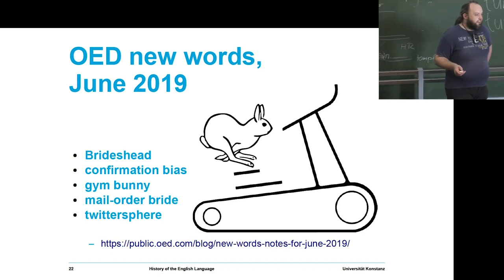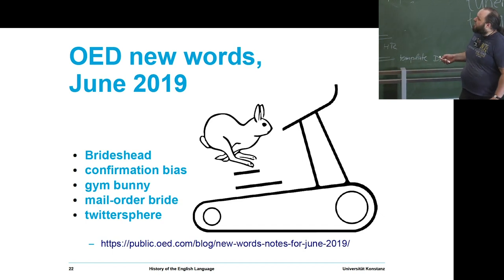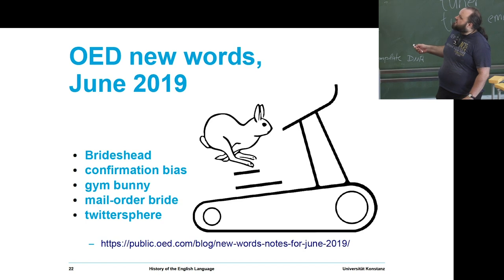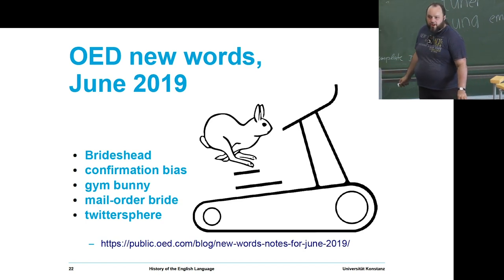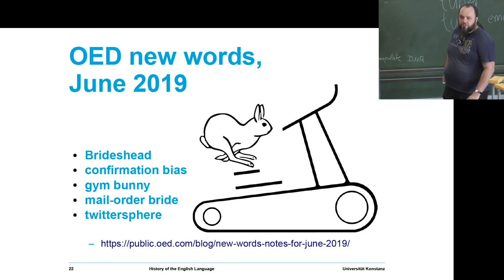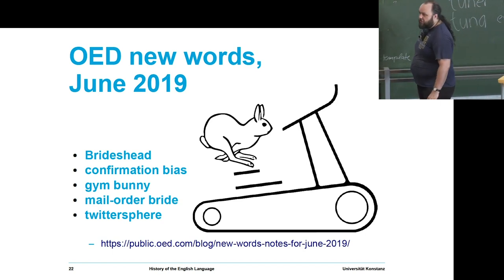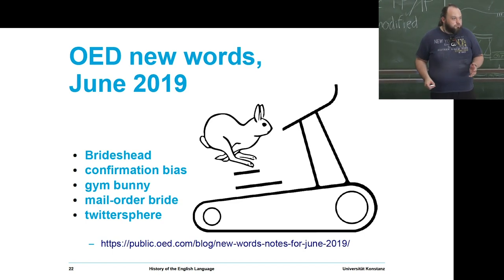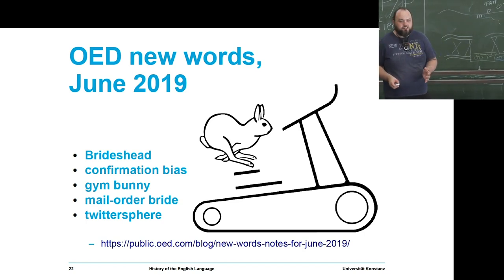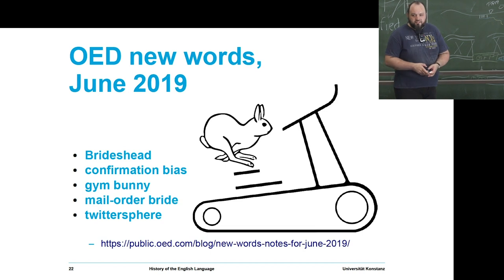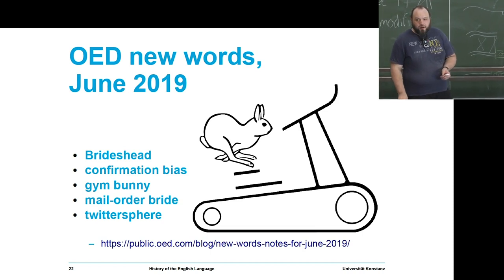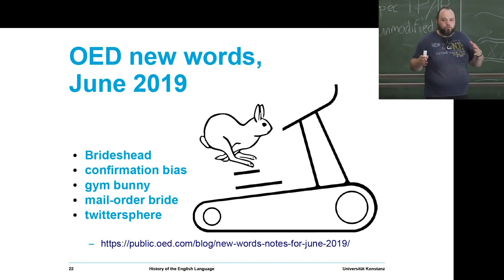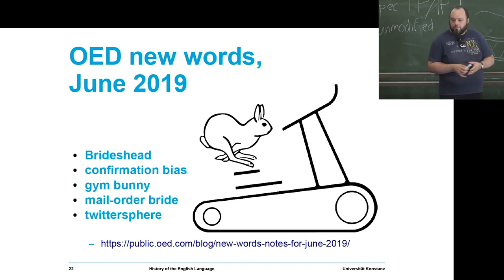Some of these words you might be familiar with, some of them you're not. Again, interesting to look up if you don't know them. So Brideshead. Some of you might know the novel Brideshead Revisited, which is by Evelyn Waugh, quite a famous novel, basically about Oxford and Cambridge and a particular type of culture that's developed there. And that's what this word Brideshead has come to refer to. Confirmation bias, right? That's where you hear something and it supports the views that you already hold, right?